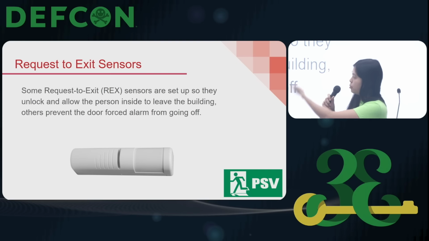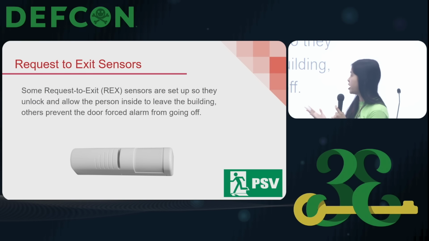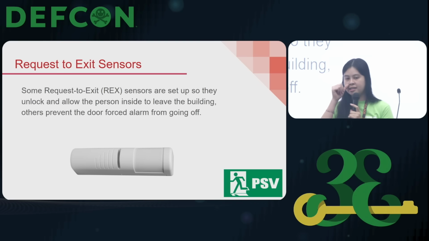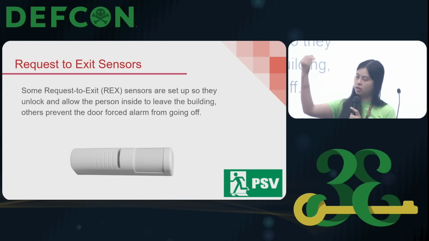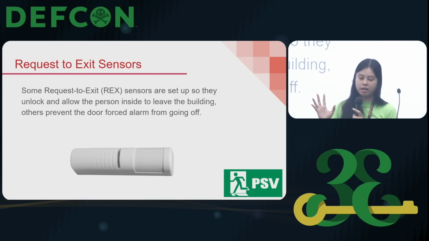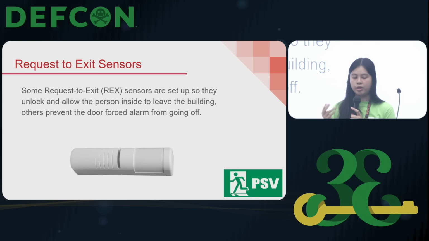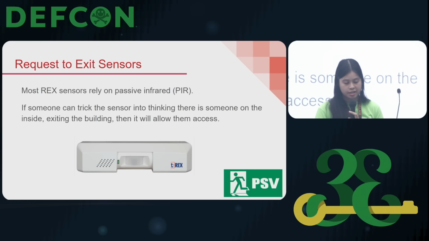Also, we have request to exit sensors. So this is a request to exit sensor, sometimes called a rec sensor, and these are to allow you to exit the building without the alarm going off. So usually if you are walking out of the space, it'll blink a little green light, letting you know that it's seen you, and then it goes, okay, someone's exiting. You can unlock the door, or you can leave the alarm off because someone is leaving from the secure side.